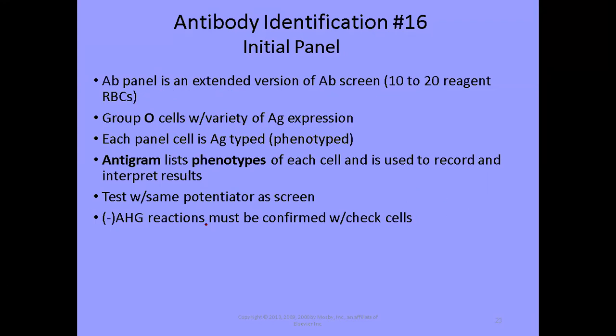When we're doing panel testing to identify antibodies, we want to use the same potentiator that we used in the screen. So what does this mean? If we used PEG when we were doing our antibody screen, we want to use PEG when we're doing the panel, okay? And always remember, at AHG phase, any negative reaction must be confirmed with check cells.